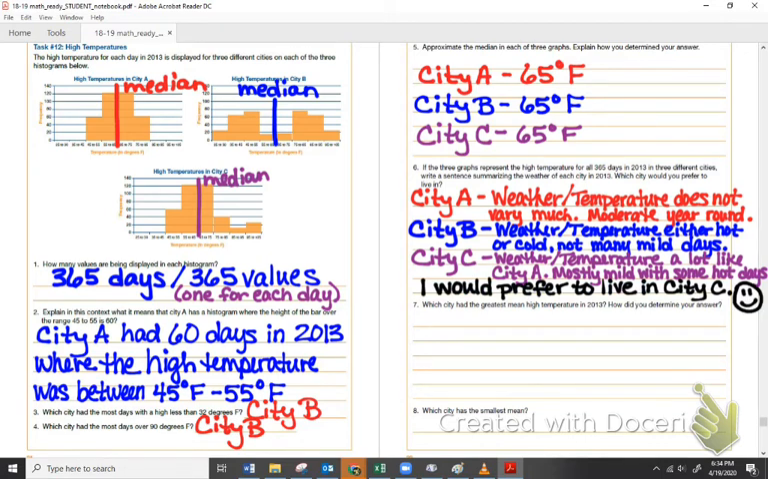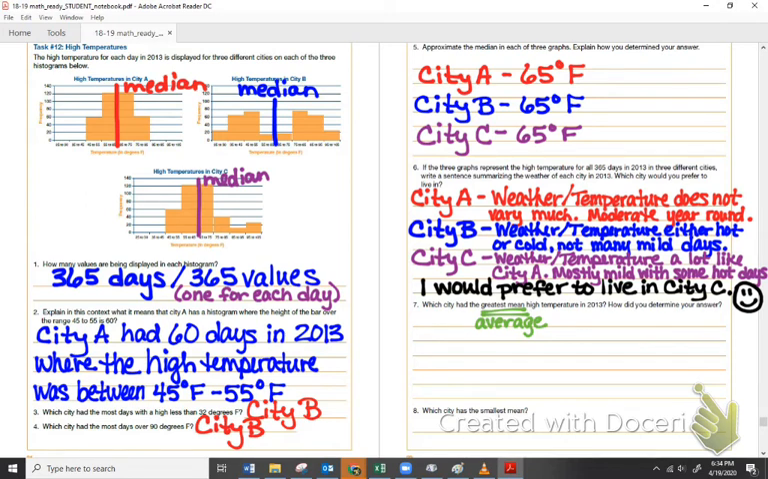All right, 2 questions to go. Question number 7. Which city had the greatest mean high temperature in 2013? So when we're looking at the mean, we are talking about the average. I can't calculate the exact average, again, because I don't have the raw data for these cities, but I can use these histograms and the distributions to make a close approximation.